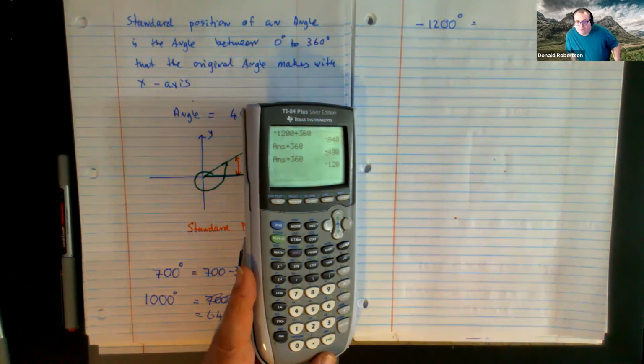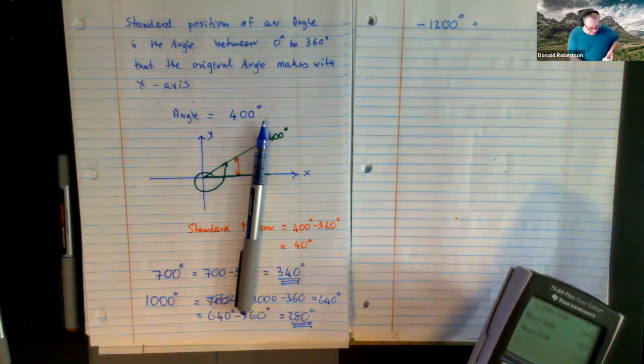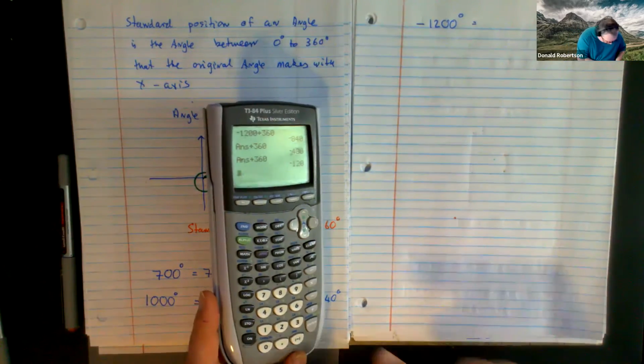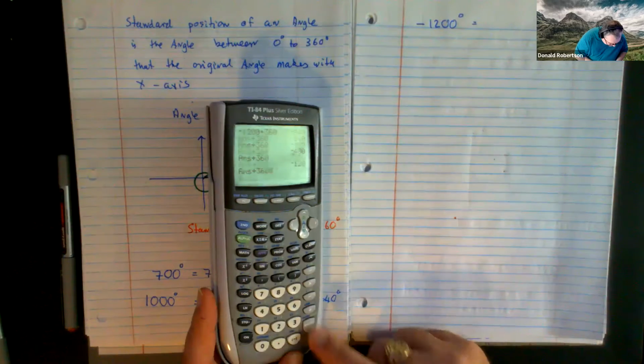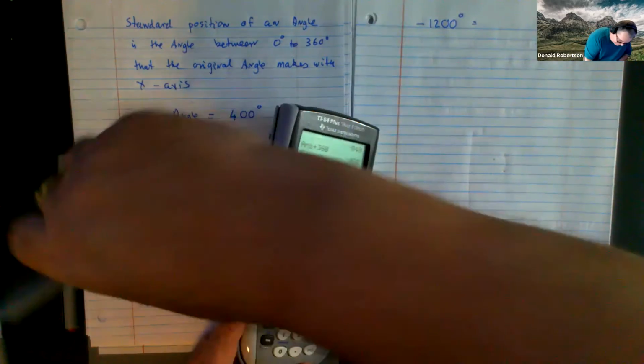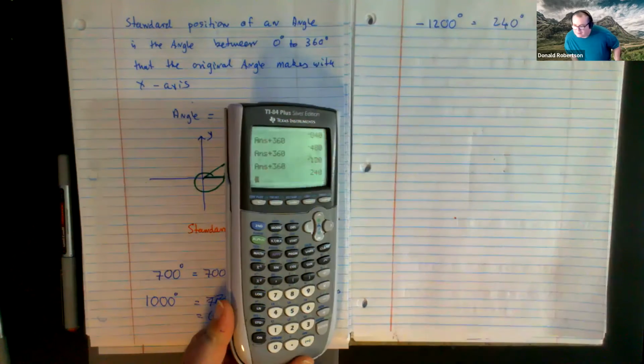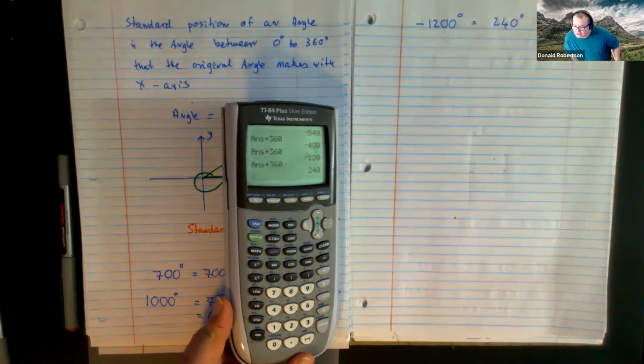Be careful. Doesn't the standard position have to be between 0 and 360? Remember? It's over there somewhere. So negative numbers no good. So one more time. And now we've got our answer. Does that make sense, how to get the standard position?